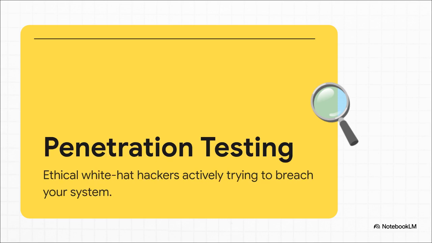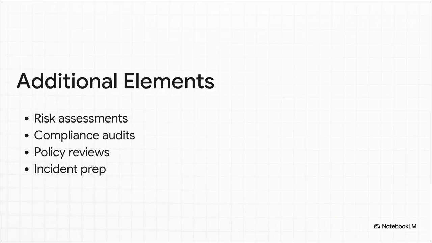Next is penetration testing, or pen testing for short. This is where things get much more hands-on. Instead of an automated scan, you're hiring ethical, white-hat hackers to actively try and breach your system. It is literally like hiring a professional to break into your house so you can find out exactly where your locks are the weakest. A well-done pen test is targeted, sophisticated, and catches those complex vulnerabilities that automated scans easily miss. But wait, there's more to it. A comprehensive assessment is also going to include these elements.